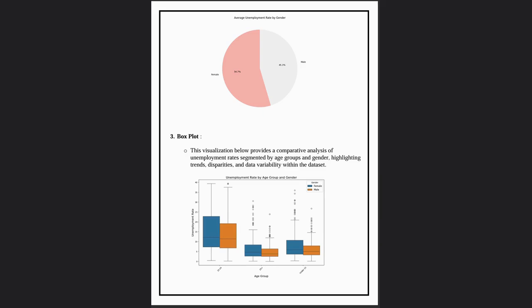So this is a pie chart. This pie chart shows that 54.7% females were unemployed while 45.3% males were unemployed. The bar chart shows the analysis of unemployment rates segmented by age groups and gender.